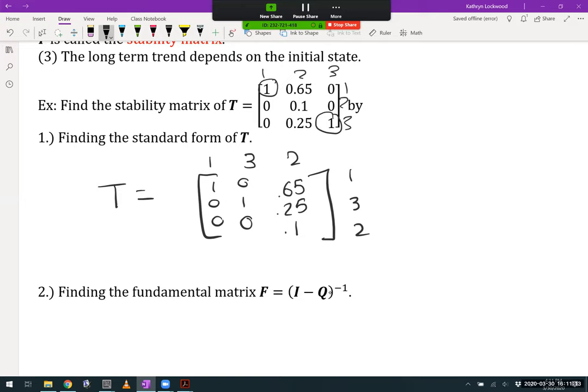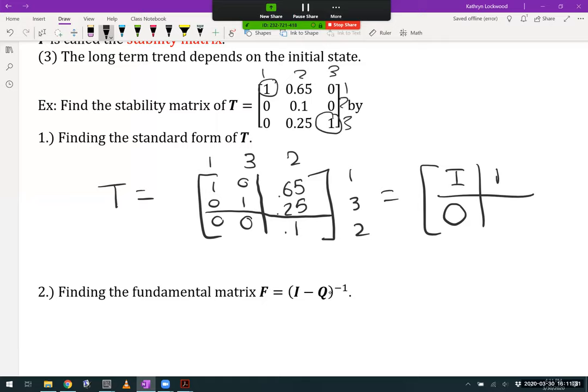That's your standard form. Now, to continue with the next steps, it's helpful to divide this into blocks. Choose to do so that you have the identity matrix in the top left all grouped together and zeros below it. And then the remaining blocks we'll call R and Q.